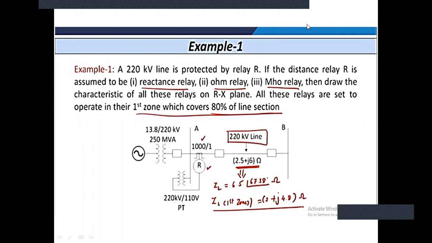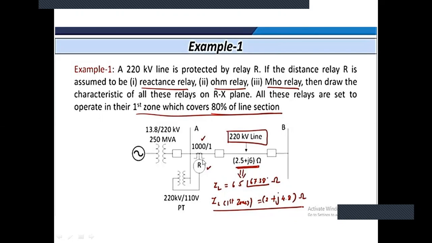Here a 220 kV line is given. The impedance of this line is given as 2.5 plus j6. So this is the voltage of the transmission line, and the impedance is 2.5 plus j6. You can convert it into polar form. And this line is protected by the relay R. R is which type of relay? This is the distance relay.